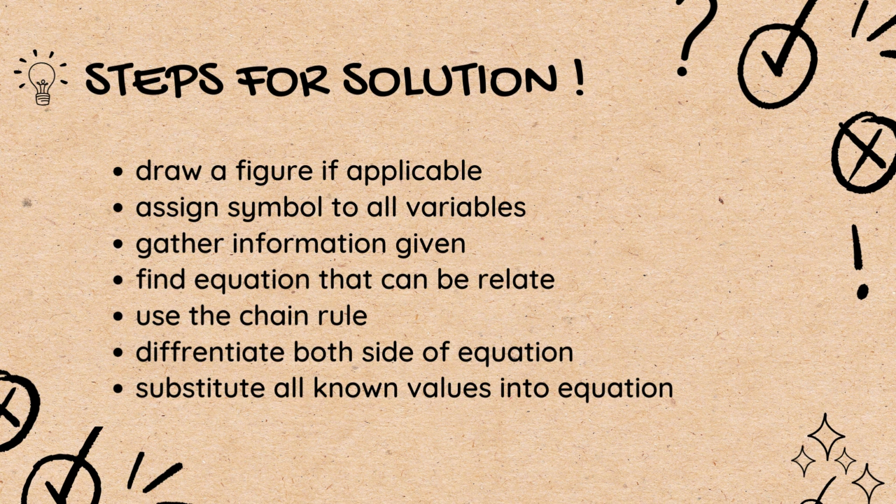So we have seven steps for the solution. First, draw a figure if applicable. Assign symbols to all variables. Gather information given. Find an equation that can be related. Use the chain rule. Differentiate. Differentiate both sides of the equation. And lastly, substitute all known values into the equation.